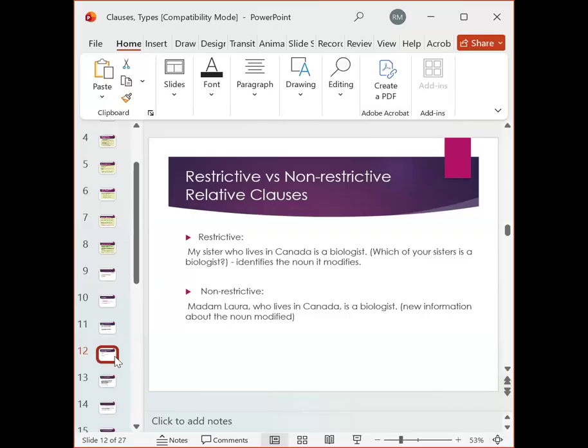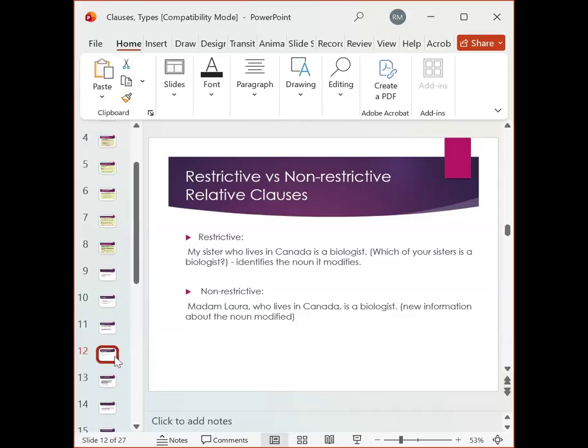And when you have used structures like this, for the non-restrictive, you set the relative clause apart with commas to indicate that if we take who lives in Canada out, Madame Laura is a biologist will still make meaning, and we will know who Madame Laura is. But if we take who lives in Canada from my sister who lives in Canada, it will read my sister is a biologist, and we may ask, which of your sisters? So that is the sense attached to these two types of relative clauses, defining and non-defining clauses.